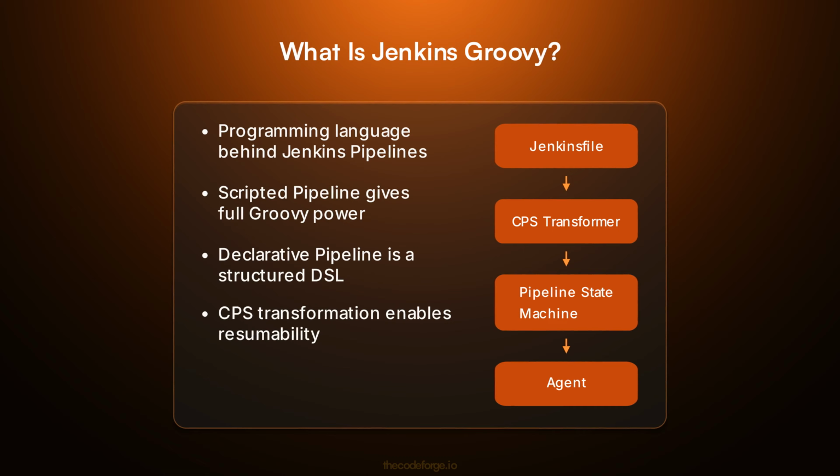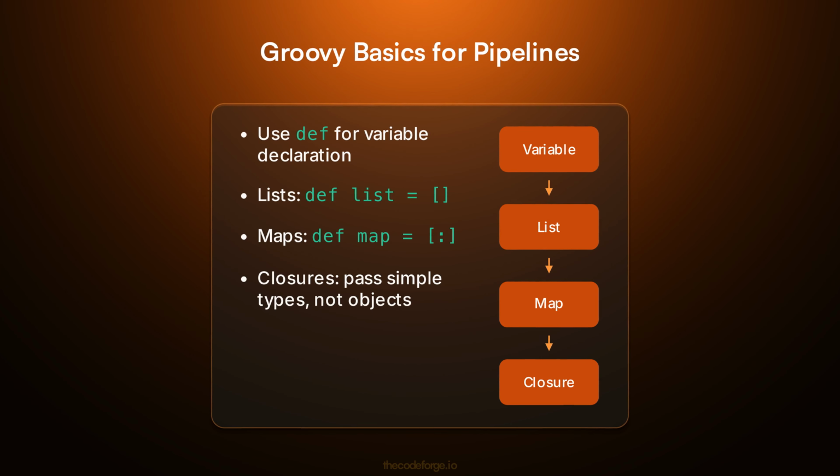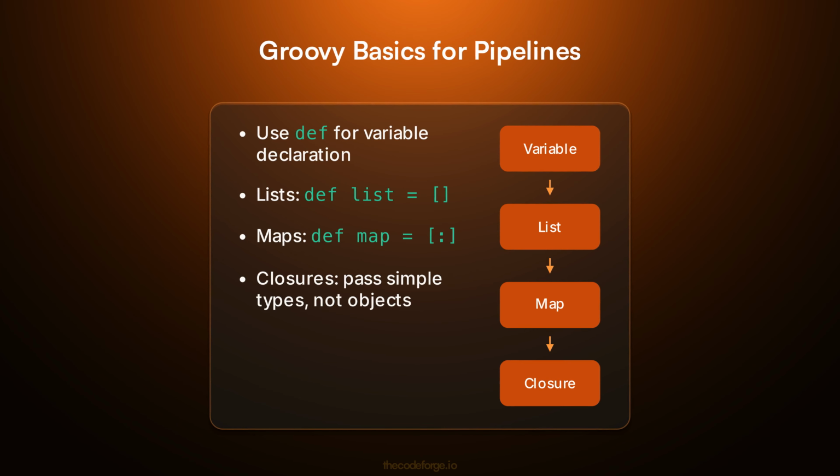Jenkins Groovy scripting is the language behind both scripted and declarative pipelines. When you write pipeline code, Jenkins compiles it into a workflow using CPS transformation, which allows pipelines to pause and resume. In pipelines, use def for variables. Lists and maps are serializable if their contents are. Closures must avoid capturing non-serializable objects like Jenkins.getInstance.